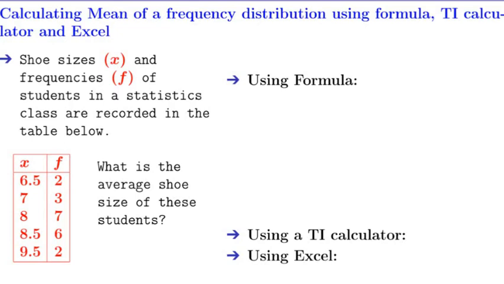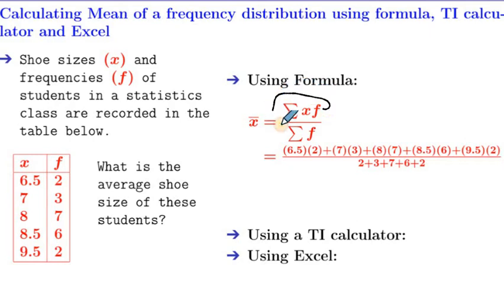So first, let me show how to do it using the formula. We have a formula: mean equals sum of x times f over sum of f. We can calculate the sum of x times f by taking each x and multiplying it with the corresponding f, or frequency, value, just like what I have done here.